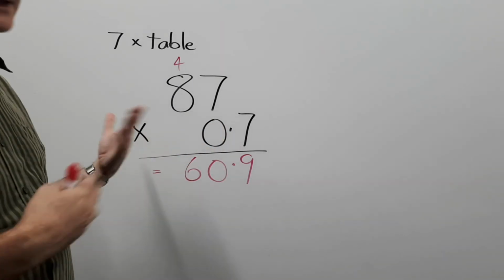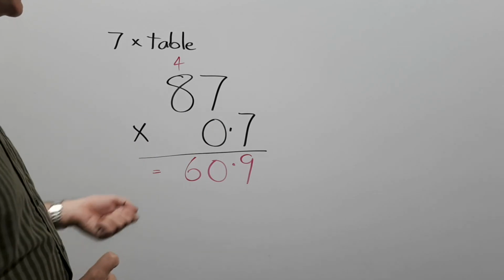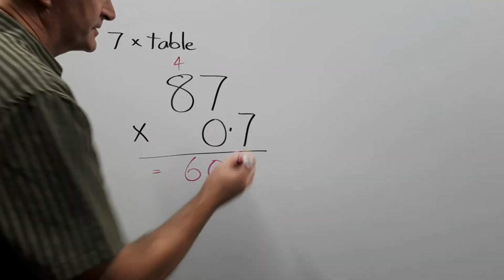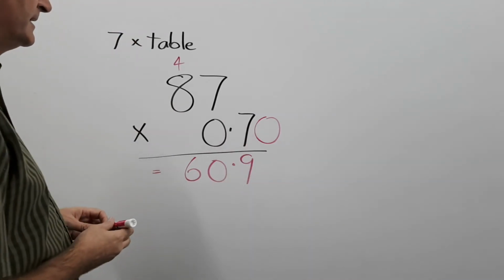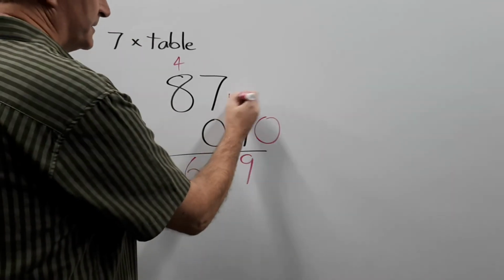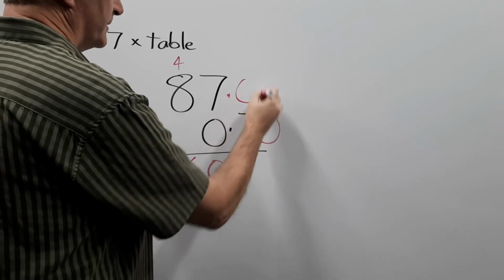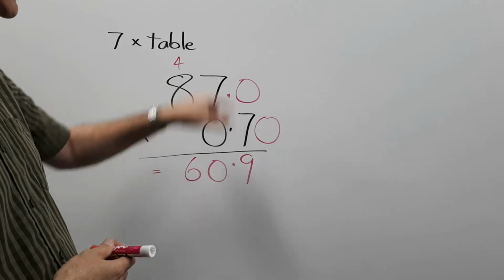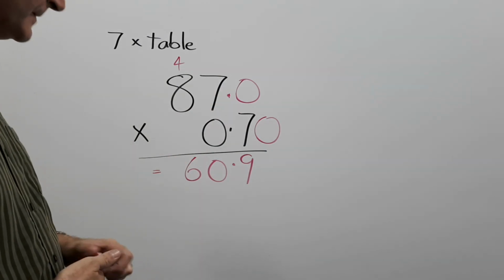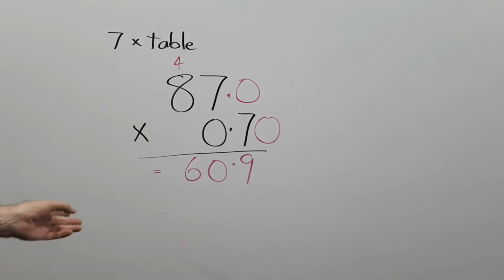Percentage just means that it's out of 100, right? So you could imagine extra zeros on here if you wanted. It looks more like 70% there. So in fact, you can throw zeros all around here if it helps you to figure it out. 87.0 times 0.7 might make more sense to you. Just handy dandy tricks that you can do with any times table. We just happen to be playing with sevens right now.